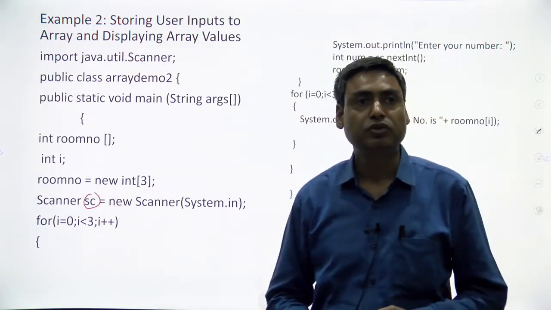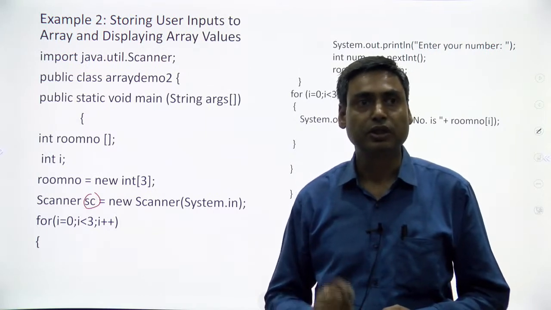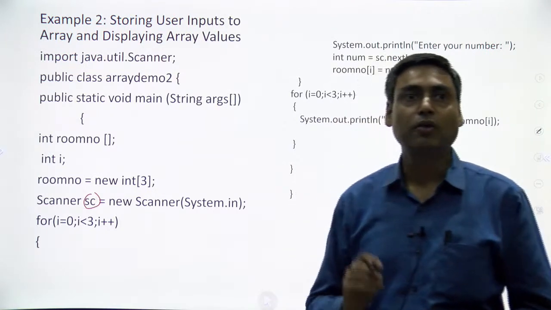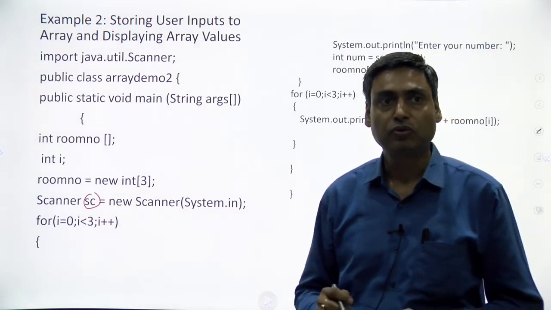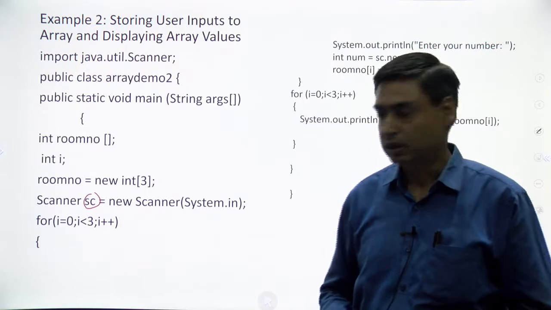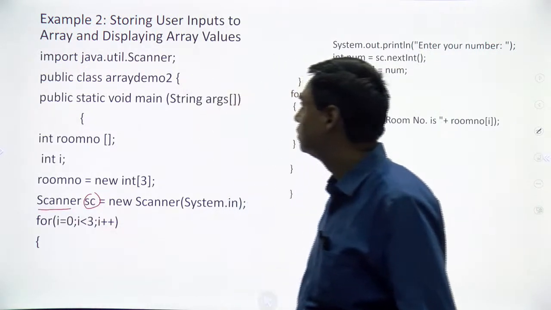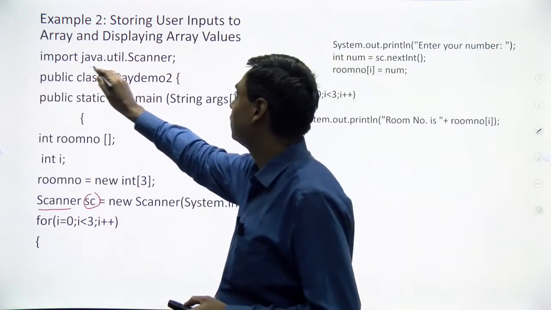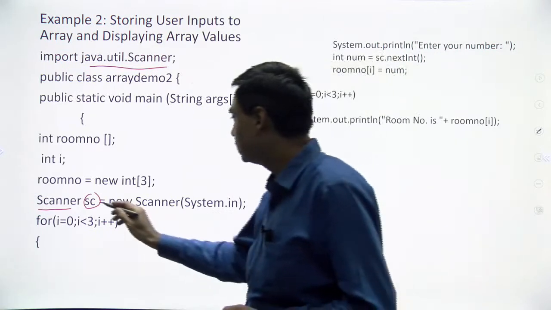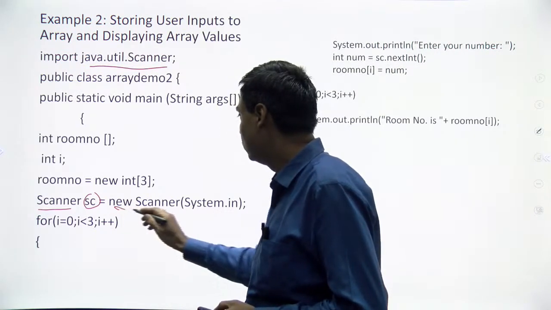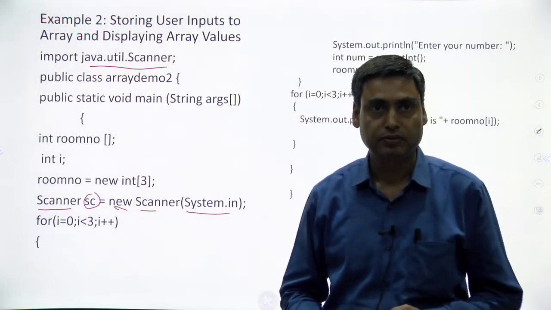Like in C language you use scanf to take the value, but in Java it is not easy, because it is an object-oriented programming language. So you need to follow the classes, then the objects. Scanner is a ready-made class, and it is included in java.util.Scanner, and we have created an object sc with new Scanner(System.in). Now sc is created.